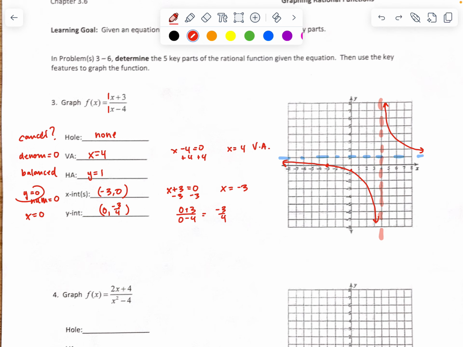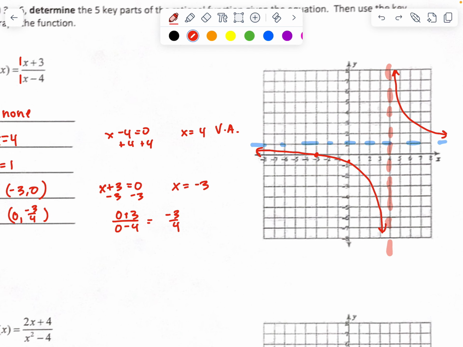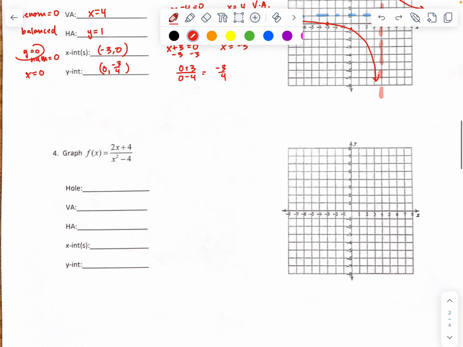Well, we'll get into a lot of this nitty-gritty stuff and behavior at asymptotes later. Actually, in this particular case, if this was, let's say, 5, this would be positive over positive. Yeah, that's fine. And then let's go to the next one.